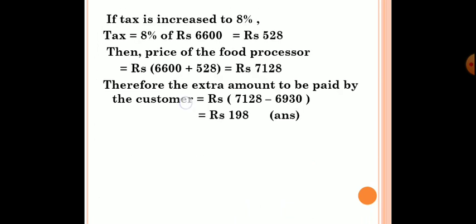Now, they have asked us that if the tax is increased to 8%, what will be the tax amount now? That is 8% of the basic price, that is 6,600, which is rupees 528. Therefore, the price of the food processor now will be rupees 6,600 plus 528, that is equal to rupees 7,128.